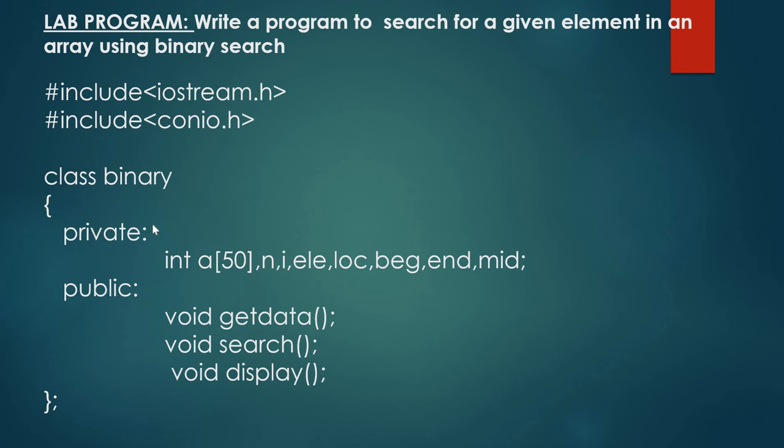Then see here, the class name is binary. Here the data members are one array A of 50, n is the number of elements, ELE is the element to be searched, LOC is the location, BEG beginning, END end, MID middle. Then three member functions: get data, search and display.